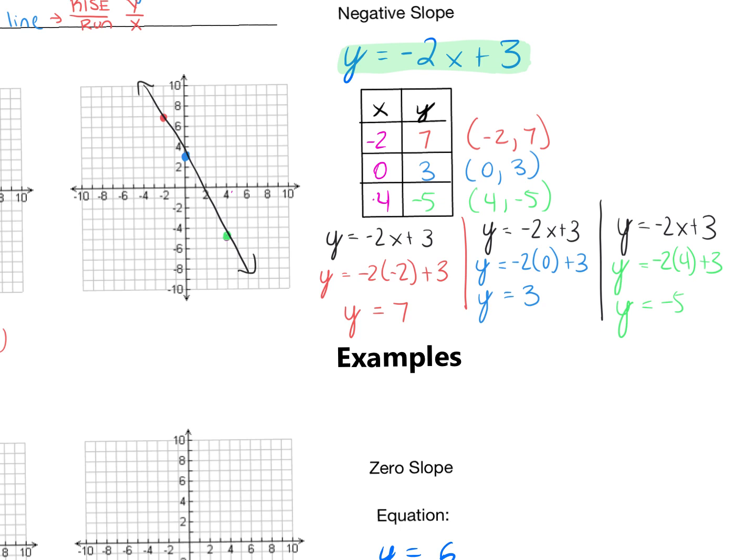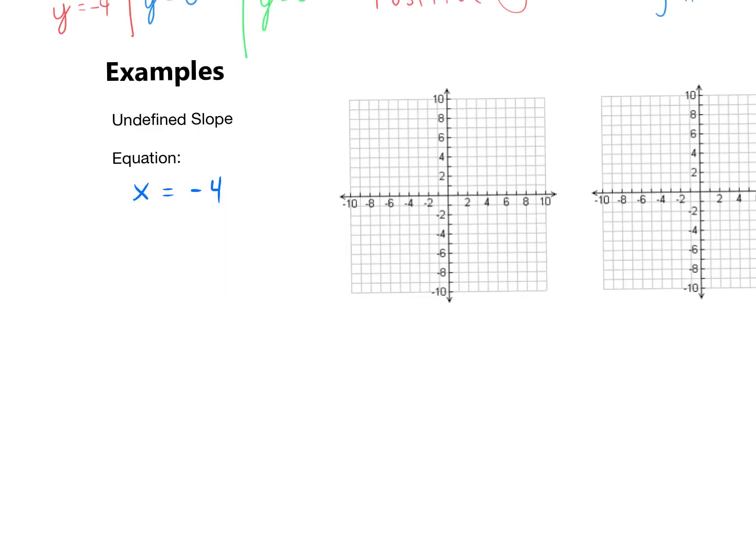And I'm going to look at my slope. So this time we're starting with a positive and we're going down. So that's why this is a negative slope. We're going to look at what we call an undefined slope. And let's write down this equation, x equals -4.